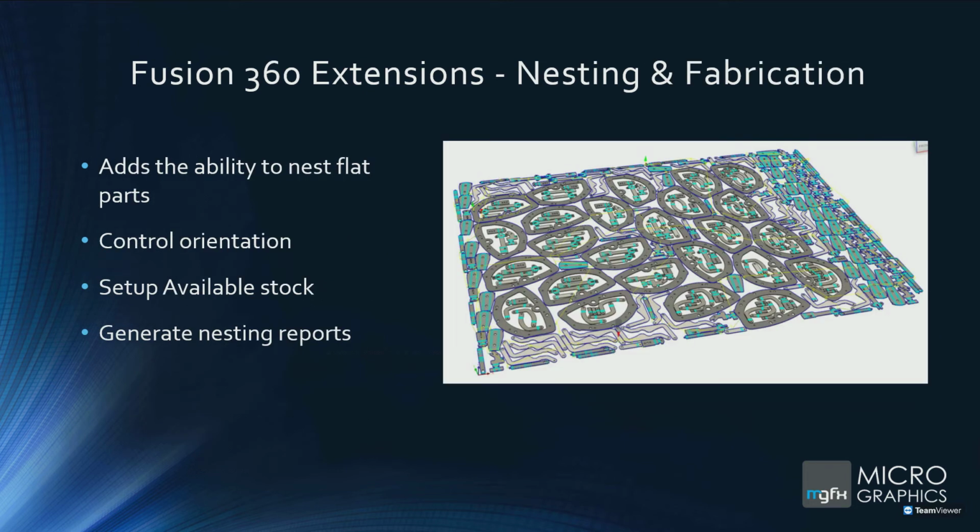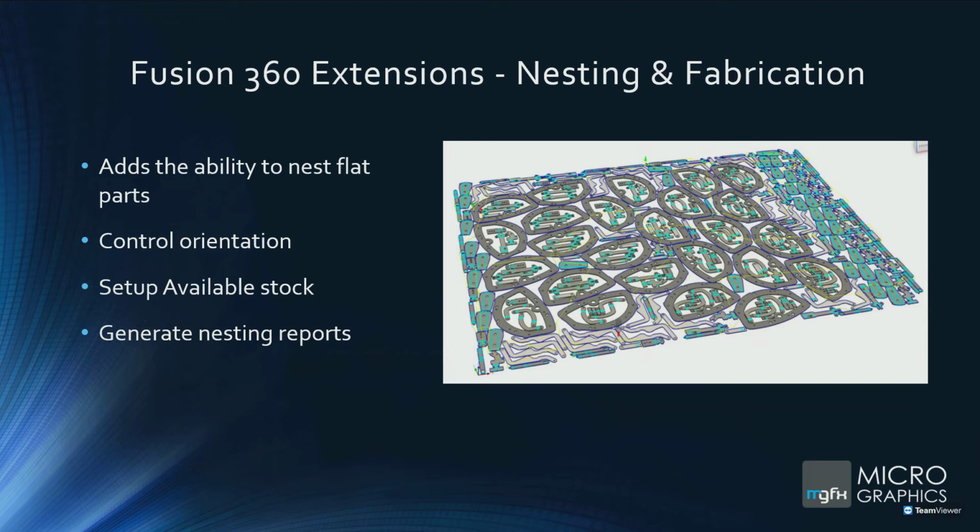Then move on to nesting and fabrication. The nesting and fabrication extension allows you to arrange flat parts, otherwise known as nesting, within a specified area to optimize material usage. This also has controls over the part orientation, and more recently in updates also allows you to set up grain orientation. So if you are working with wood components, you can also specify the grain direction per component to allow for your nesting to align the grain to the board.